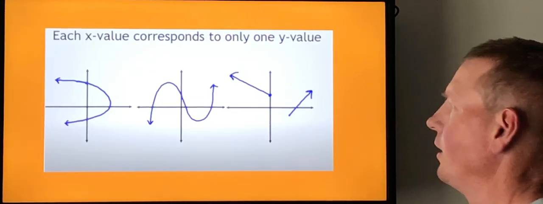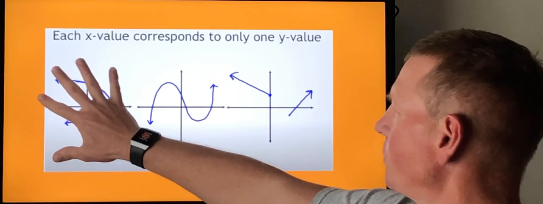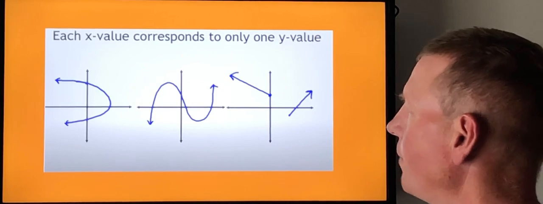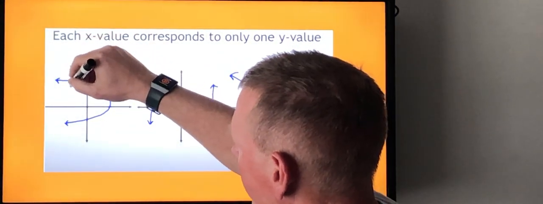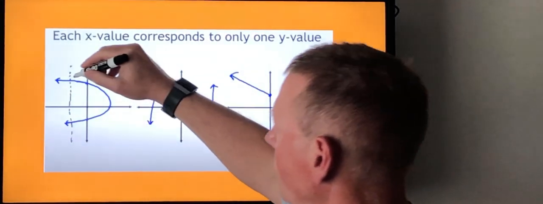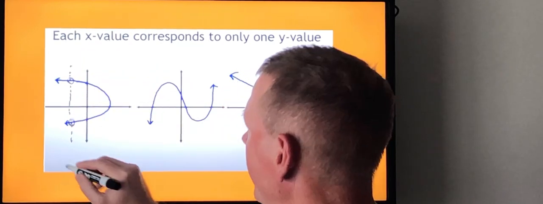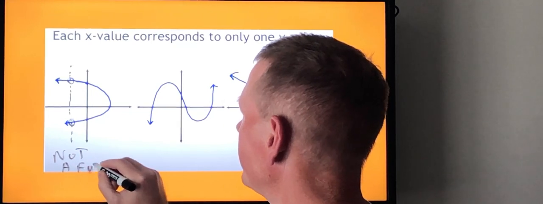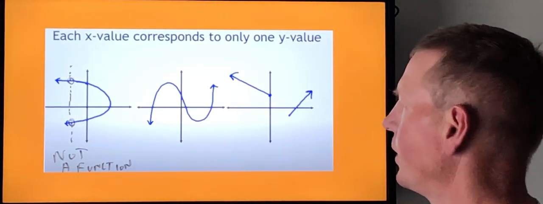Okay, let's look at some examples here. If I'm looking at this first picture, it's kind of a sideways parabola. If I draw a vertical line anywhere on here, it passes through here and here, and that tells me it's not a function.